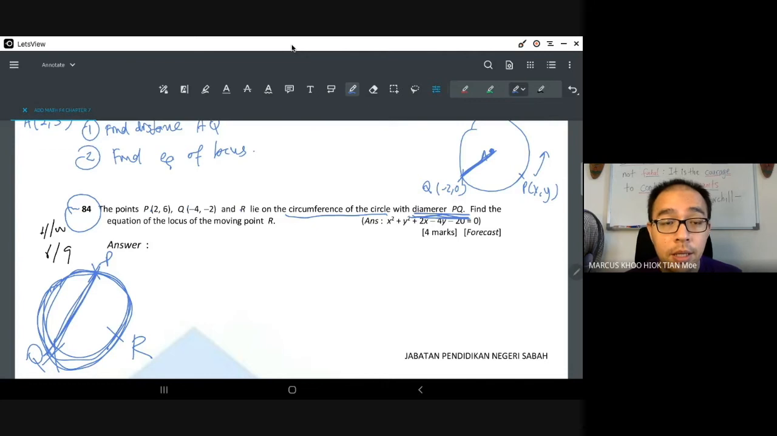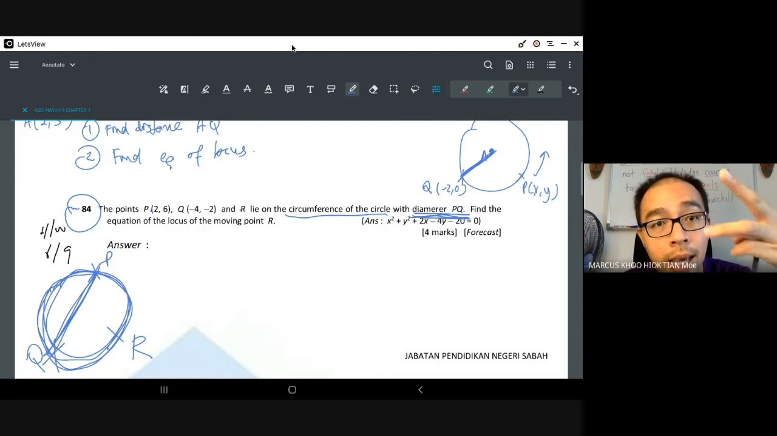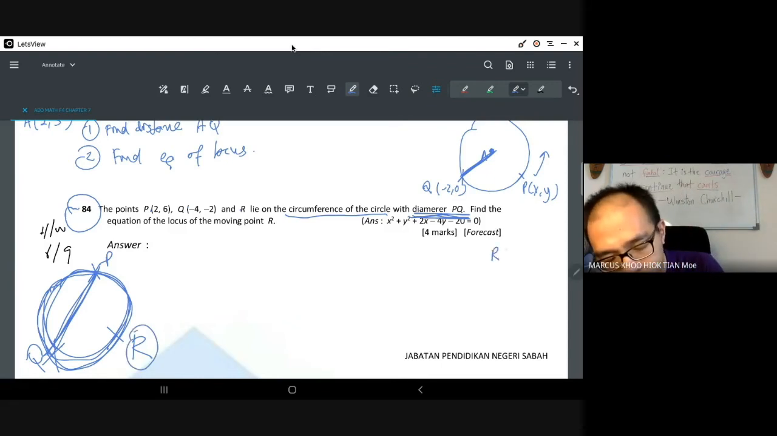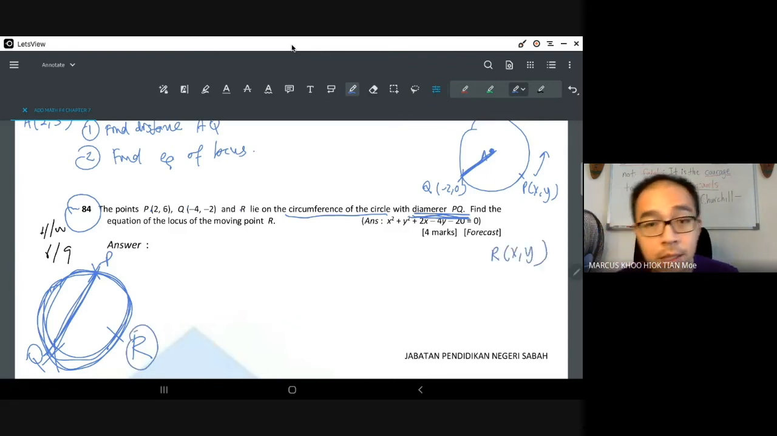So think about this. This is a circle. One fixed point, one moving point, and then the distance. This one is a little bit more complicated. So think about it: R is our locus. That one, no need to think. R is our x and y. The problem is I don't have the center of the circle, but I have the diameter.